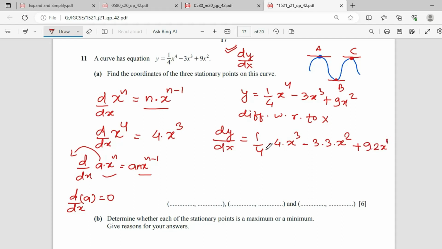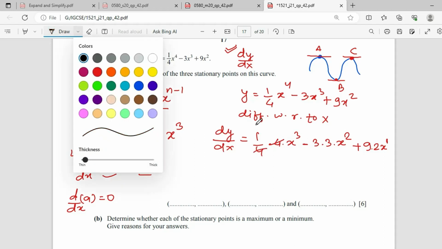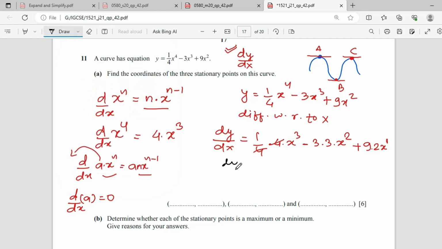I will try to solve this, and this got cancelled, right? So I cancelled it. So dy by dx, our next step will be x cube minus 3 into 3, 9x square, plus 9 into 2, 18x. So now this is our dy by dx.